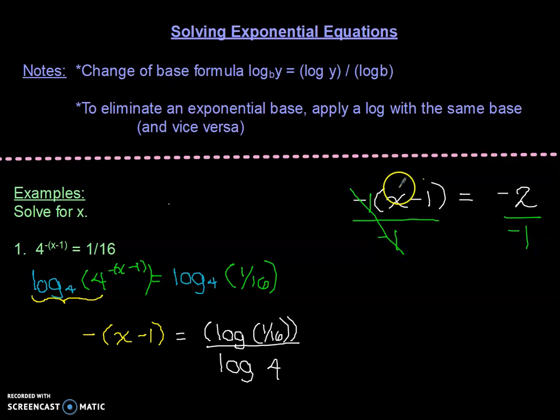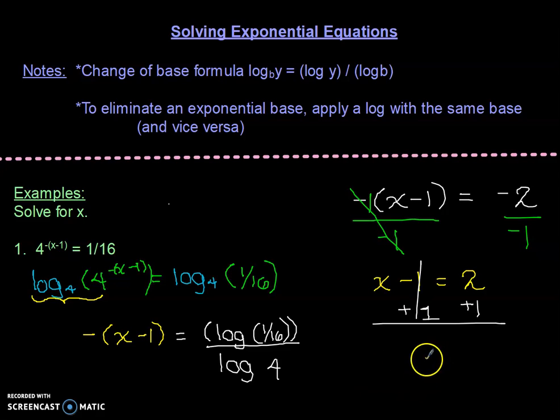Again, once you get rid of what is distributed in front of it, the parentheses can be eliminated, and that'll give you x minus 1 equals 2. And then add 1 to both sides. Whatever you do to one side, you do to the other, and you'll be left with x equals 3.